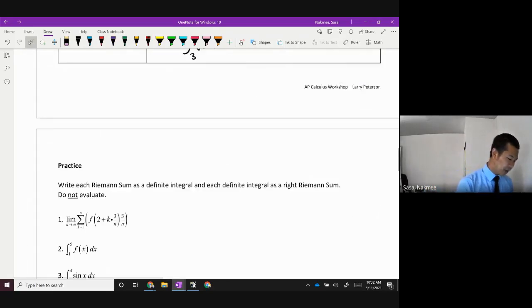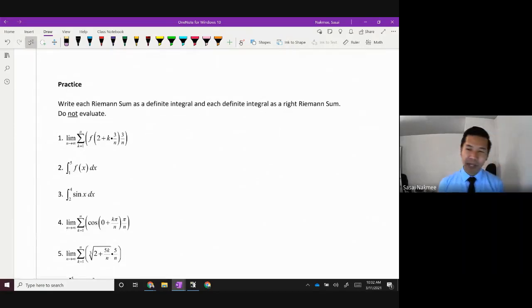In your homework, though, they might switch it up. They might not use x sub k. They might use c sub k. Just think of that as a dummy variable. It's the same thing as x sub k. They're just using c instead. So don't let that trip you up when you take a look at the homework.